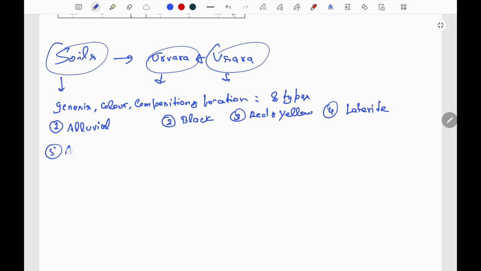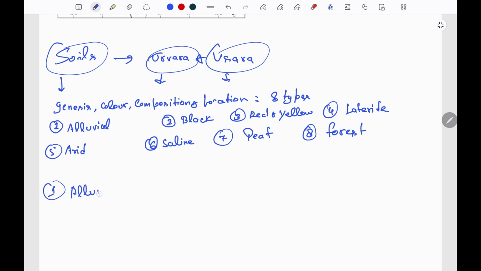Fifth one is arid. Sixth one is saline. Seventh one is peat soil. Eighth is forest soil. Starting with alluvial, it covers around 40% area of India.